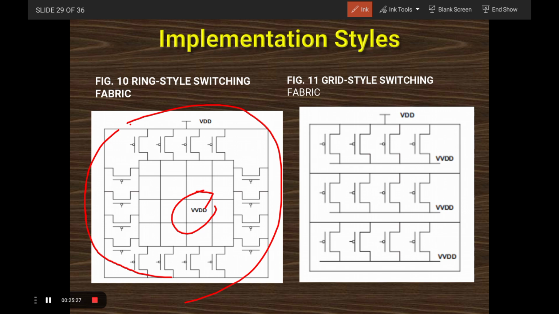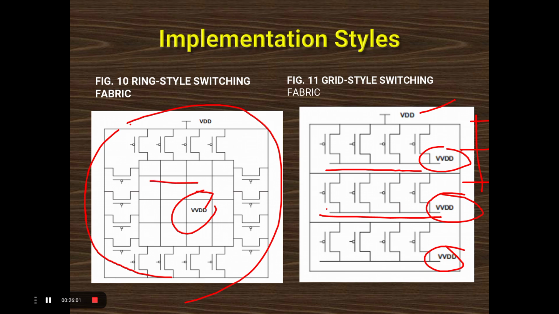The second version is the grid style. Grid style means it is one kind of box. Grid is generally called a boxes format, right? So that's why it is connected in this fashion. It's like a row-wise fashion. That's why it is called a grid style. So here also this is VDD, and this acts as a virtual VDD. This is a fashion of connecting the corresponding switches in some particular way. Based on the fashion in which the switches are connected, we can call it a ring type or a grid type, right? So that is the basic thing.